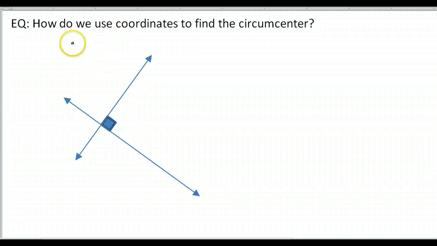The essential question for this video is, how do we use coordinates to find the circumcenter? But there's a couple things we need to know before we can do that. And the first thing is, what's the relationship between the slopes of perpendicular lines?